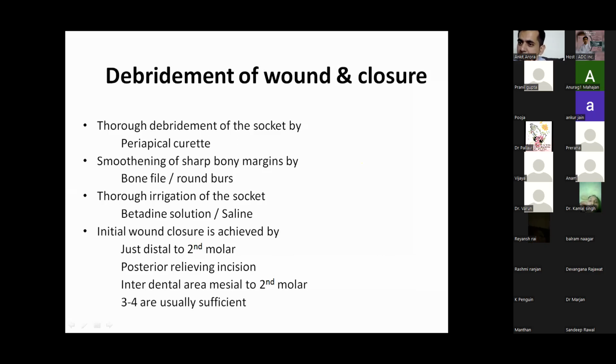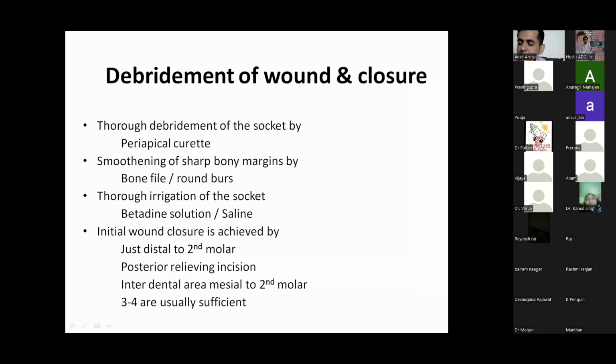Initial wound closure is achieved by the first suture, which should be just distal to the second molar. Okay, why the second molar? See, when you remove the 8, most of the time the 7 would require a root canal procedure, because obviously Indian patients come on a symptomatic basis. जब दर्द होगा तभी आएंगे, उससे पहले most of the time नहीं आते. ठीक है, so mostly 7 को आपको suture देना पड़ेगा. Okay, 7 को आपको suture देना पड़ेगा, right?